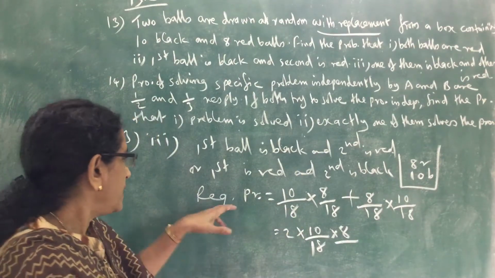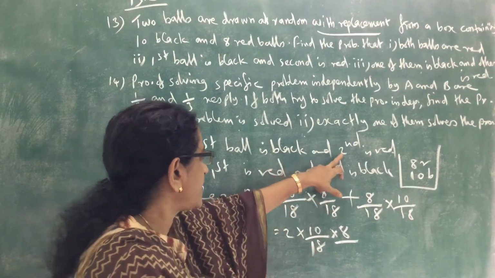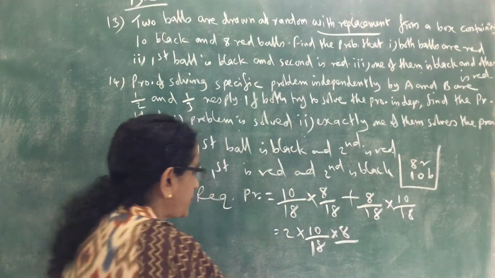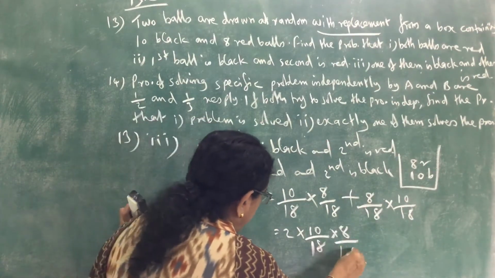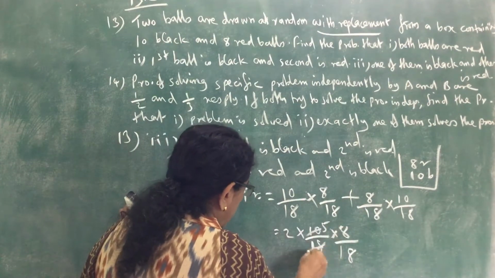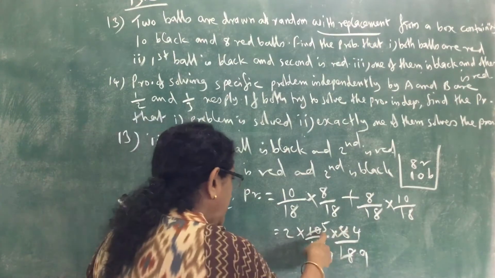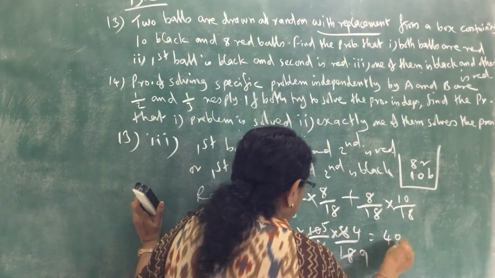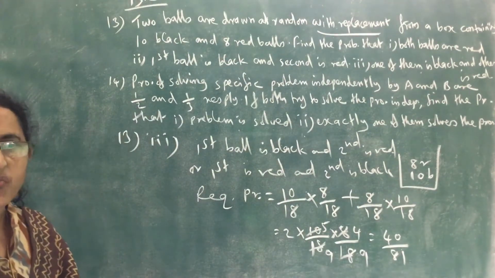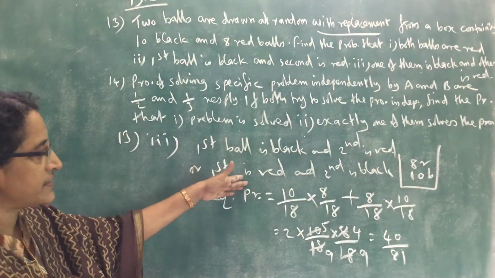Here first black, that is 10 by 18 into second red, 8 by 18. So both 18. So 2 into 10 by 18 into 8 by 18. So cancel 2 here, 5, 9, 4, 9. Then 20 into 2, 40. 40 by 81. So that is the answer, last case. So here one black and one red we need. Find the probability for that. Consider two cases and add.